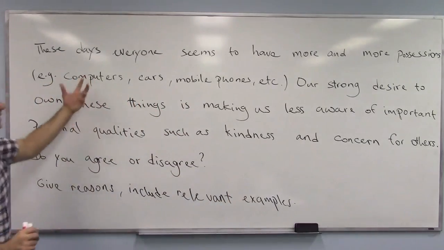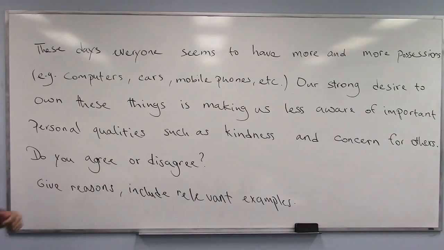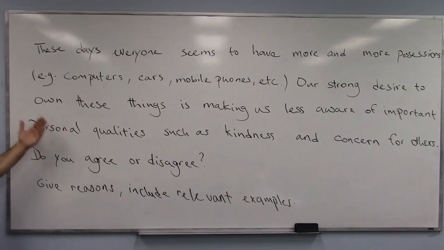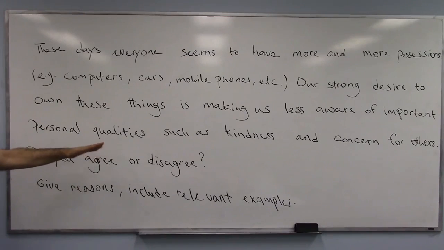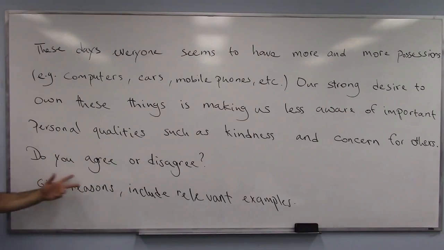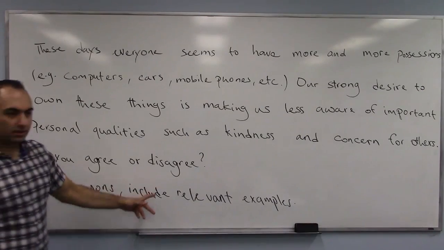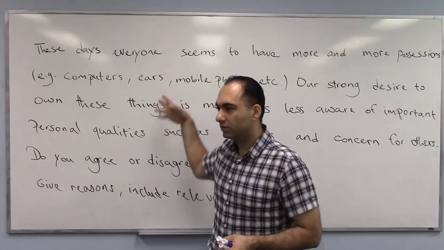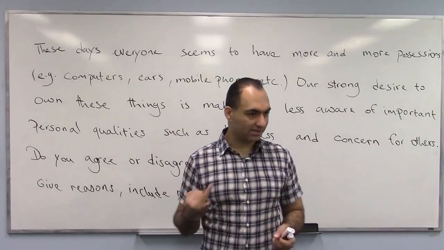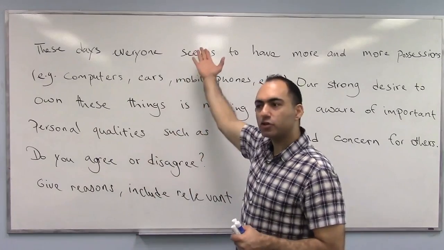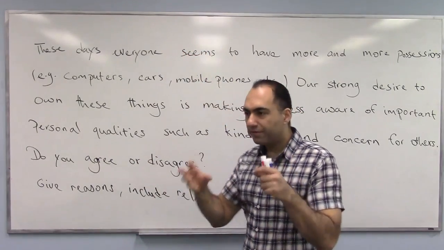Now, one more thing. How many statements do we see here? These days, everyone seems to have more and more possessions. One statement. Next one: our strong desire to own these things is making us less aware of important personal qualities, such as kindness and concern for others. Two statements. So when I say, do you agree or disagree, actually your agreement or disagreement is with two things, not just one. There are two statements. You may disagree from the first one, from the first premise.